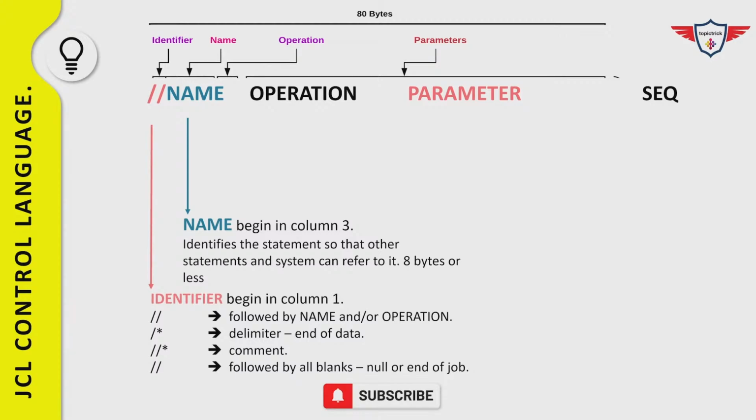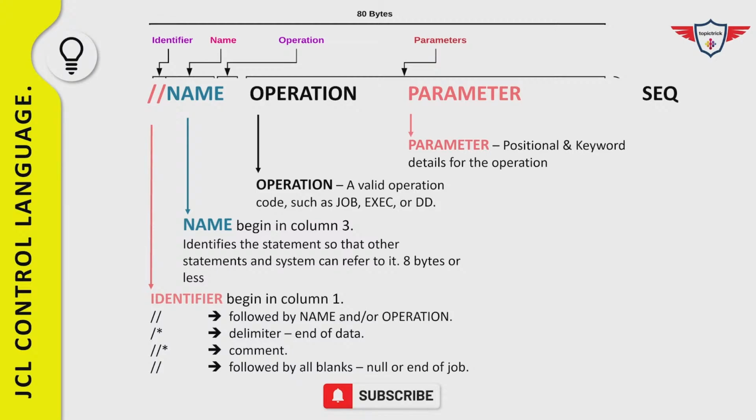The next field is the operation field, and this field is used to specify a valid operation code such as JOB, EXEC and DD, for the job card, execute statement and DD statement. The next field is the parameter field, and it is used to specify the parameters based on the operation field. There are generally 2 kinds of parameters, positional parameters and keyword parameters. We will look into all these parameters in detail in our next slide.